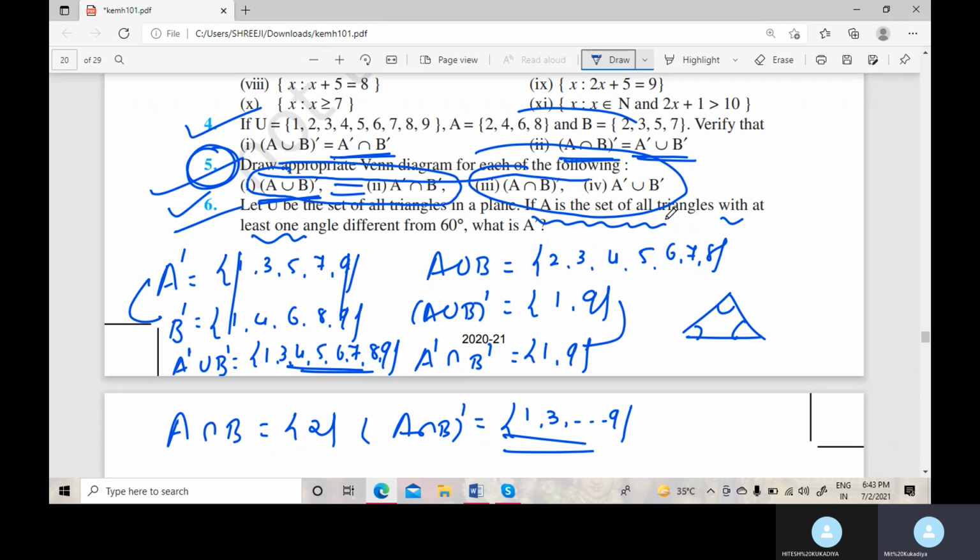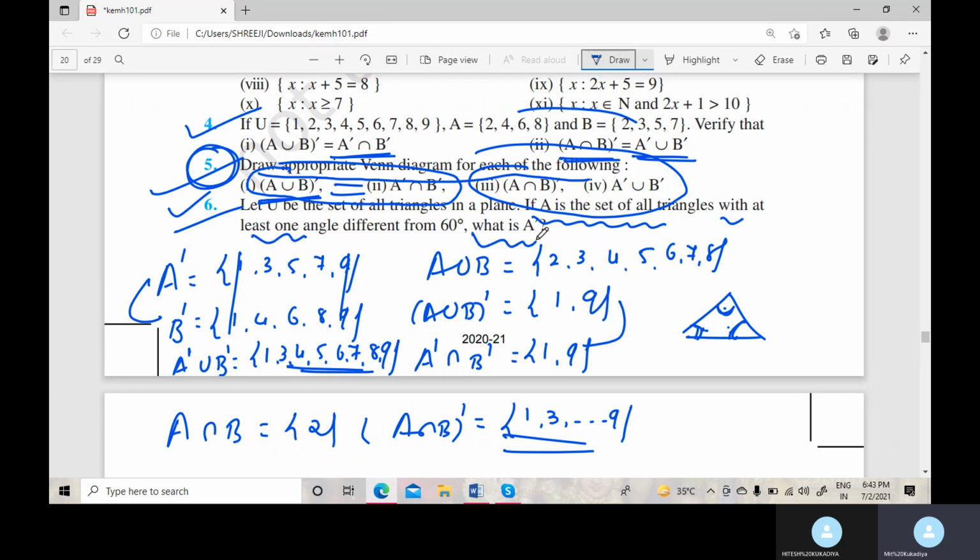If A is the set of all triangles with at least one angle different from 60, that means not 60. Less than 60 or more than 60 is possible, right? One angle is different from 60, otherwise two angles are different from 60, otherwise all the angles are different from 60. We take this as set A, right?